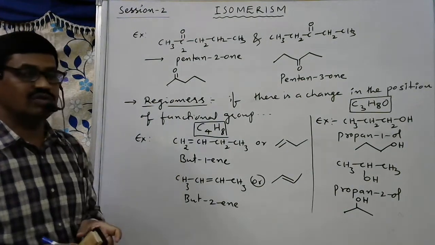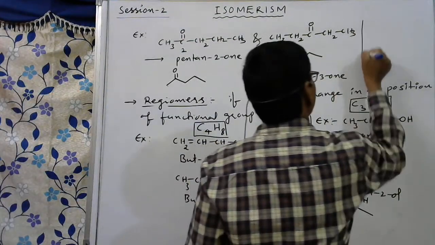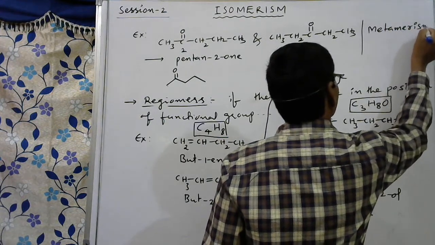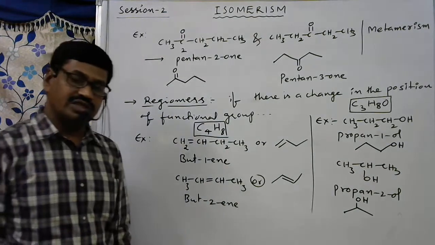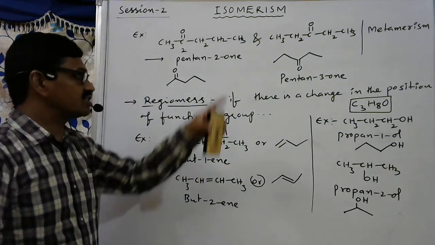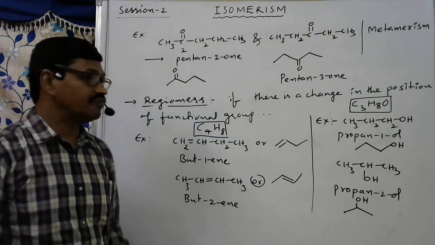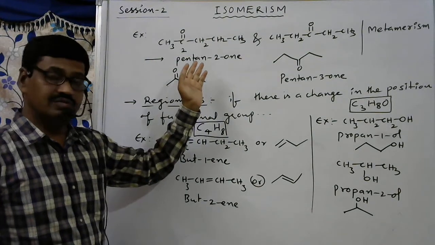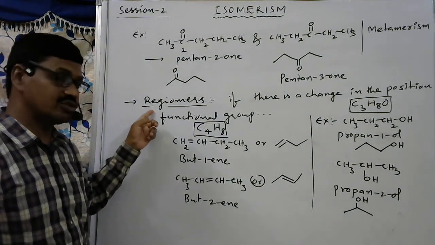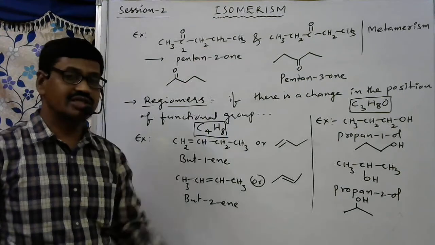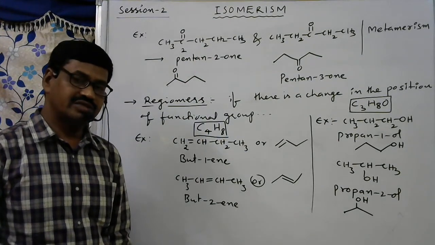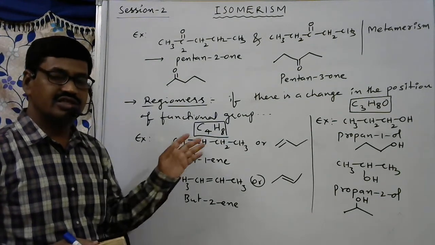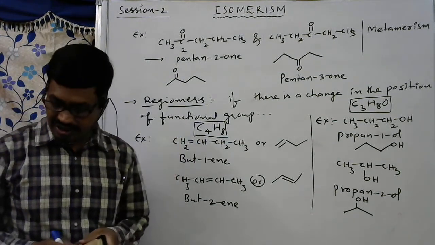And for ketones particularly, they also come under metamerism. Metamerism is one of the structural isomerisms. This is related to internal functional groups. In further sessions, we will discuss metamerism also. For ketones, these two ketones come under position isomers, otherwise regioisomers, and these also come under metamers. What is metamerism, and what are the different examples? We will discuss in further sessions. So these are the different examples for position isomers.